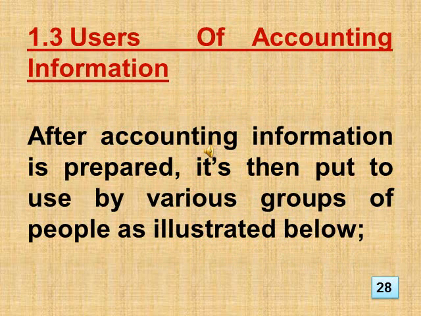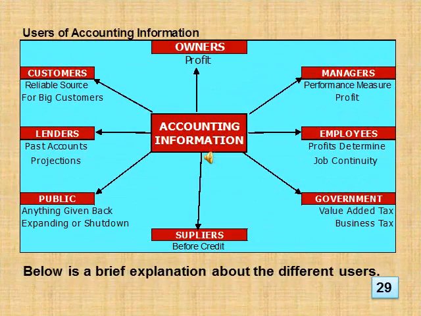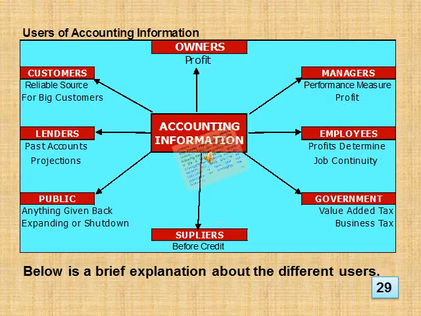Section 1.3. Users of accounting information. After accounting information is prepared, it's then put to use by various groups of people as illustrated below. The different users of accounting information include the owners, managers, employees, the government, suppliers, the public, lenders, plus customers. Below is a brief explanation about the different users.